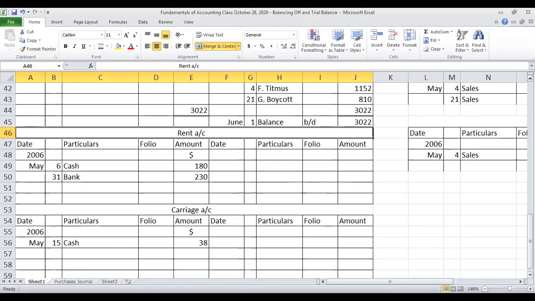Rent account now. Balancing off again. So hold on, add them up first, sorry. You have 180 plus 230, that will be 410. And based on the fact that this side is 0 already, you put in the 410. You have May 31st, balance CD.